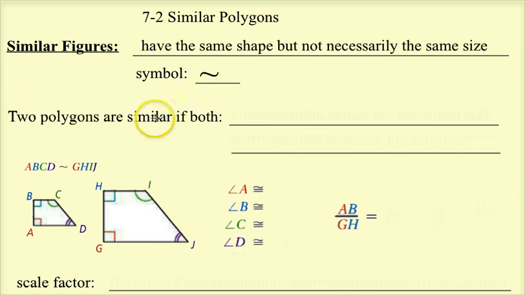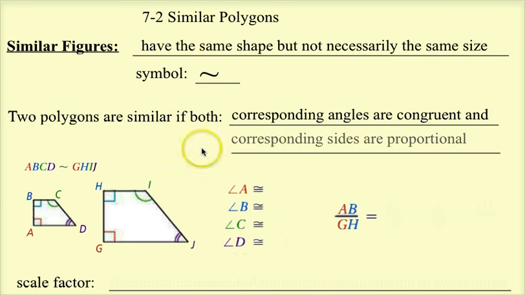Two polygons are similar if both their corresponding angles are congruent and their corresponding sides are proportional. The corresponding angles have to be congruent because it's going to be the same shape. The shape can't be different, so the angles have the same measure. The size can be different, so the sides are proportional to each other.